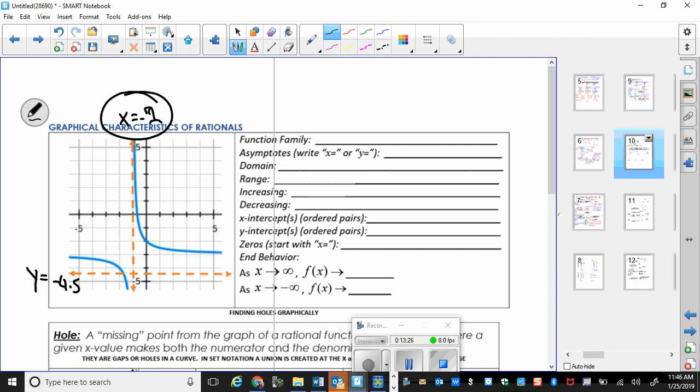Now, what are we graphing? We're graphing the function family of rationals. The parent function of rationals is y equals 1 over x. That's the parent function. Now, asymptotes, we have x equals -1 and y equals -4.5.